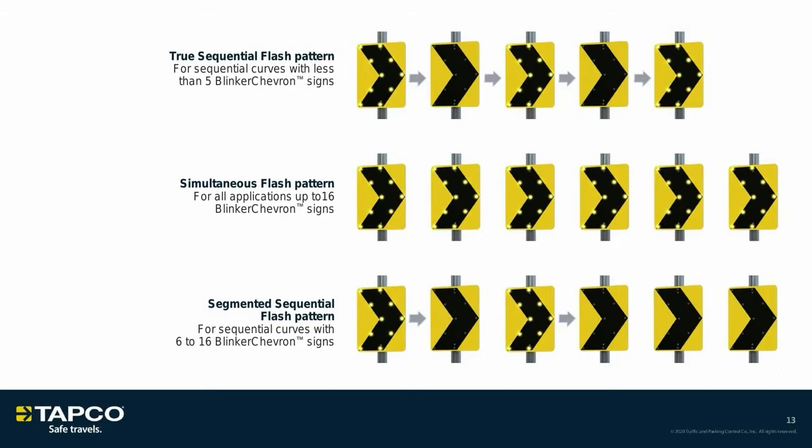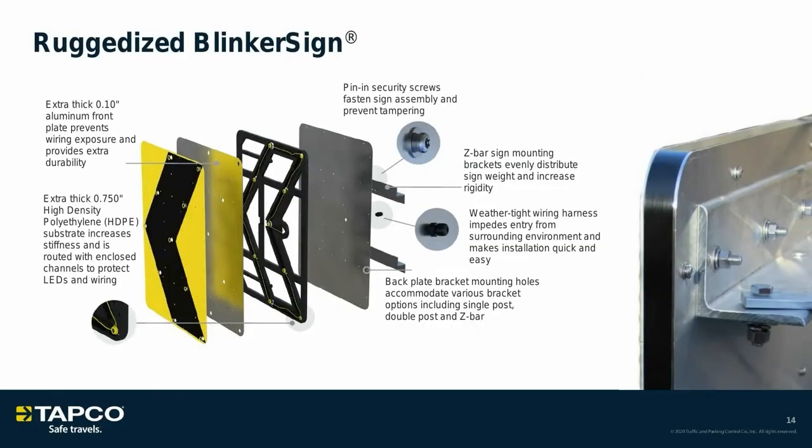TAPCO is one of the only companies that does a ruggedized blinker sign. Obviously, what we're showing on the screen here is a chevron style sign. If in a curve you have areas that are being hit more often, if people are going into the guardrails or into the embankment or into a concrete wall and hitting the static chevron signs right now and destroying them, and you want to put in a system that's going to be LED enhanced, a recommendation is to put in a ruggedized sign. As you can see on the screen, all the stats are there.